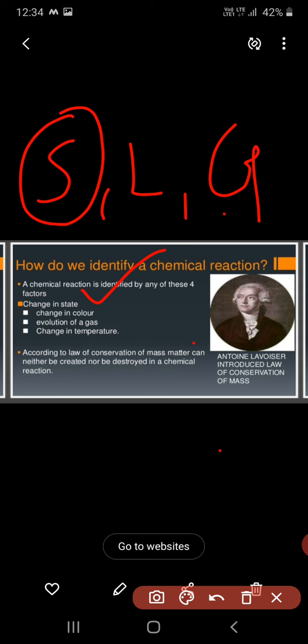Now, according to the law of conservation of mass, matter can neither be created nor be destroyed, as you already learnt in previous classes. This law was given by Antoine Lavoisier, the law of conservation of mass, which says mass can neither be created nor be destroyed.